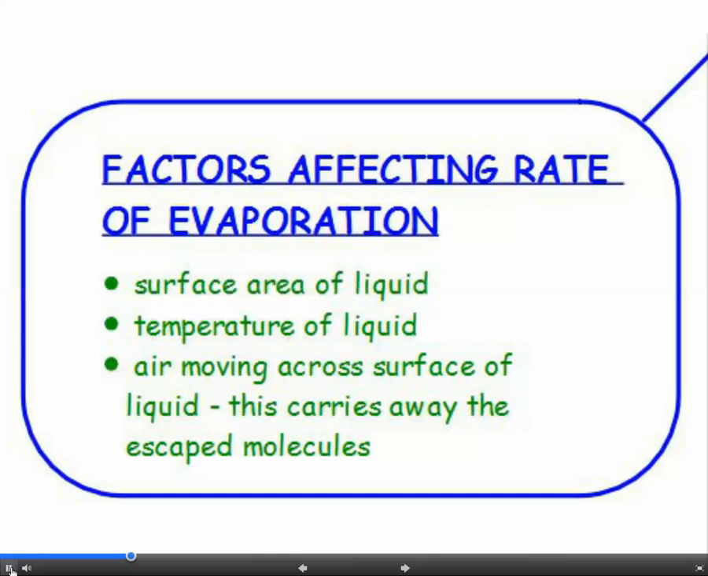What factors will affect the rate of evaporation? Surface area of the liquid is one. The greater the surface area, the greater the rate of evaporation. The temperature of the liquid: the hotter the liquid, the greater the rate of evaporation. And whether or not there's air moving across the surface of the liquid. If there is, this carries away the escaped molecules and speeds up the rate of evaporation.